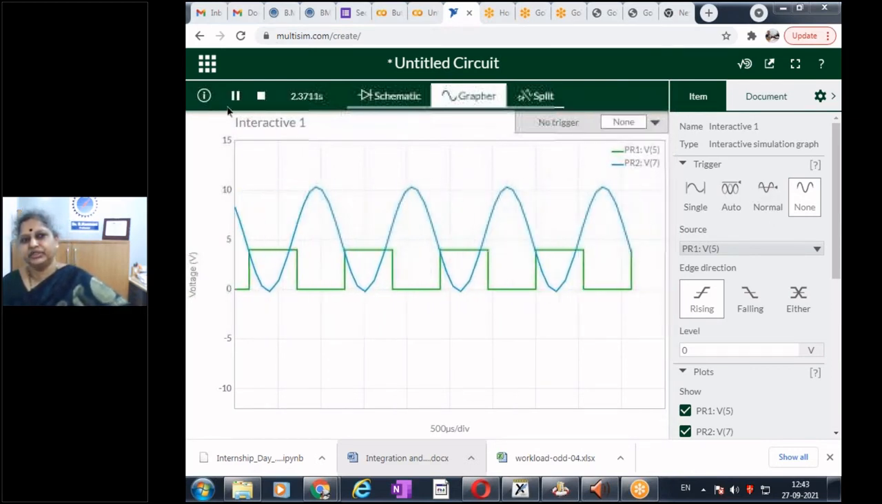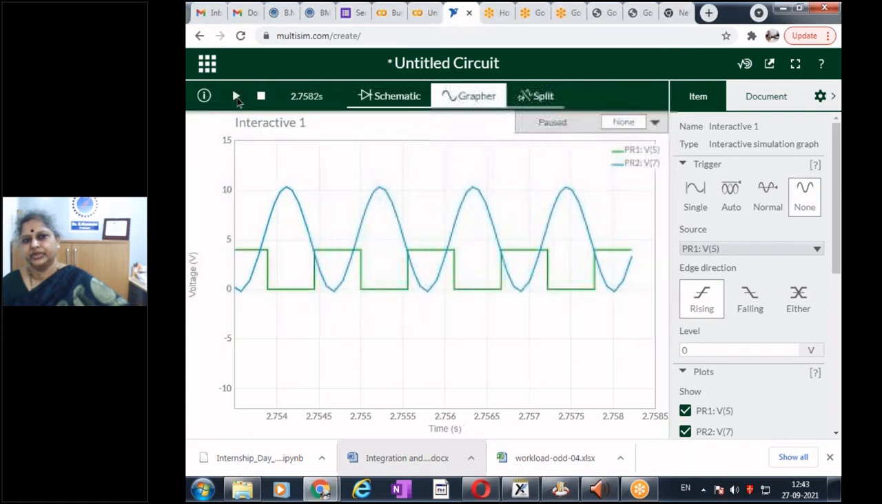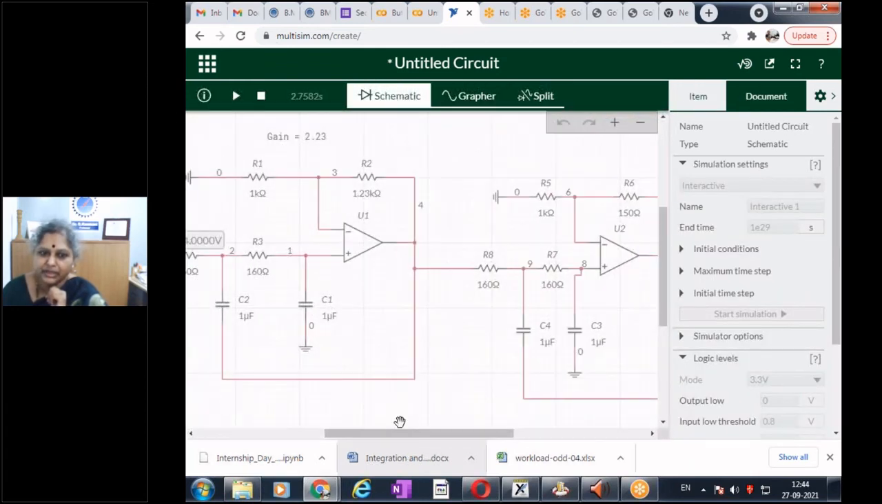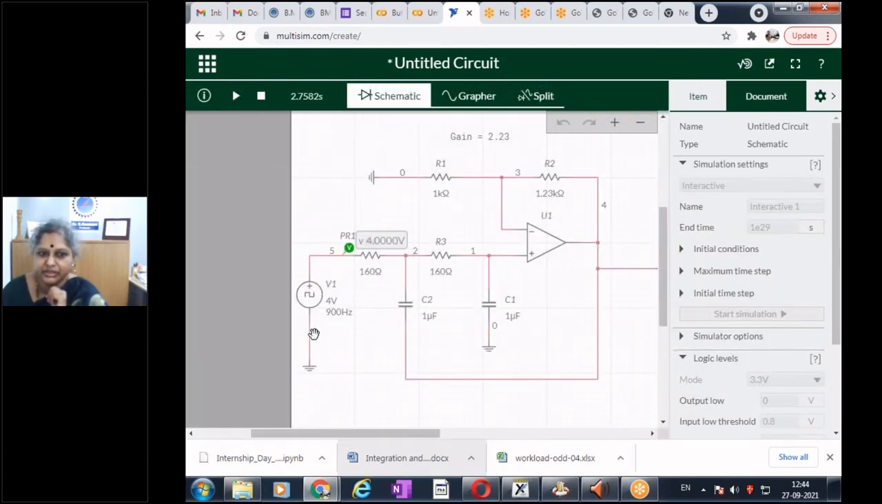What is the input? Input is a square wave. And what is the output we got? We gave a square wave input. How much frequency did we give? And what is the output we are seeing? I gave a square wave as the input, and is it in my passband frequency? Let's go back. What's the frequency I have given? I have given 800 hertz.